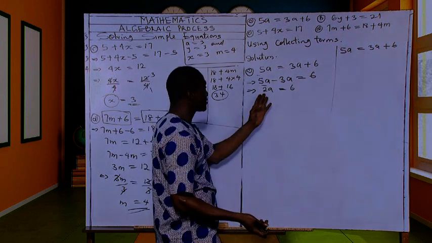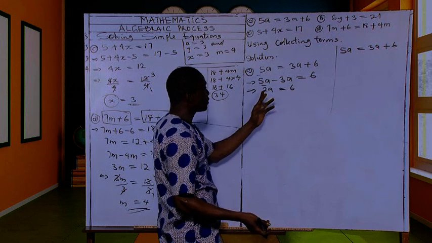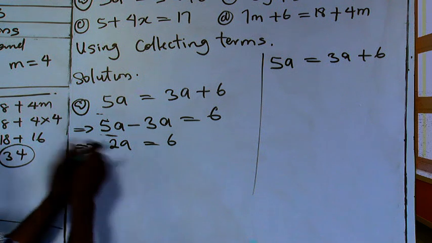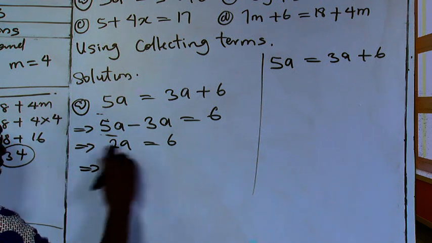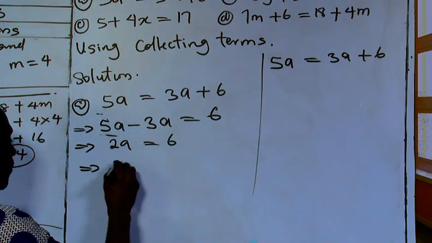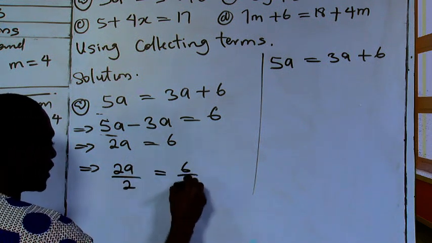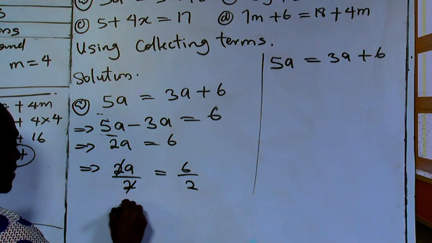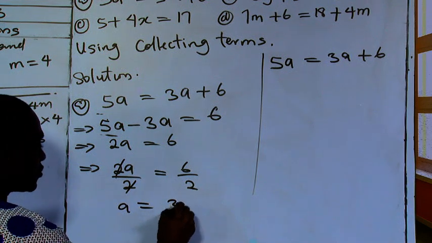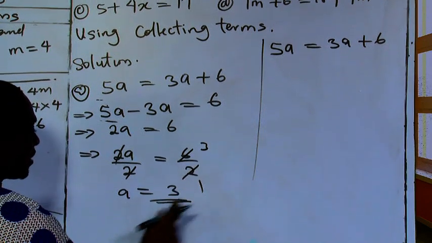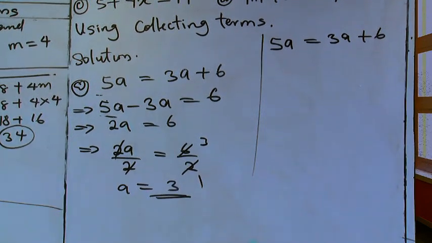Now we have 5a minus 3a equal to 2a, so 2a equals 6. To get a standing alone, we divide both sides by 2. So we have 2a over 2 equals 6 over 2. We cancel this, and a is equal to 3. That is 2 divided by 2 is 1, 6 divided by 2 is 3, and 3 divided by 1 gives us 3. That is that. All right.